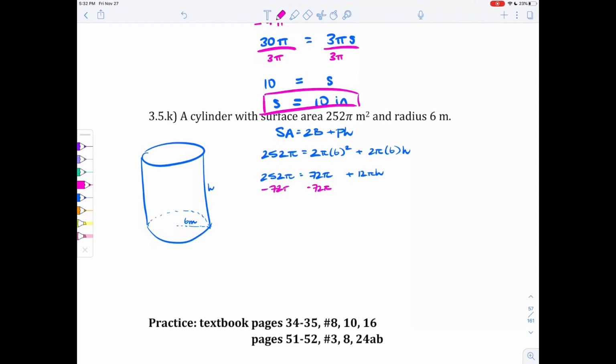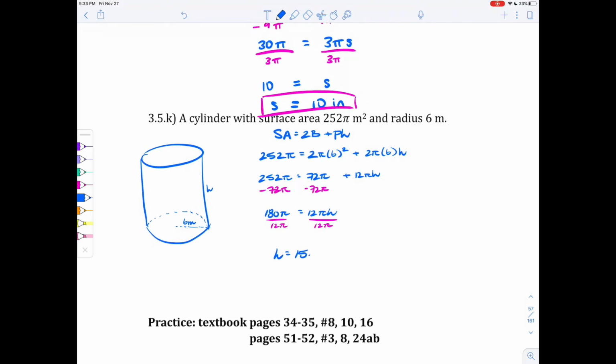72 pi. Which means that I've got something like 180 pi over here. And that's equal to 12 pi h over there. Divide those, the pi's will cancel, and I'm just left with 180 over 12, which means that h is like 15. You are allowed to use your calculator for this, so you don't have to process that mentally. If you can, wicked cool. If you can't, that's okay. You still rock. Anyways, I've got my m in there for meters, my linear meters, because height is not a two-dimensional dimension.